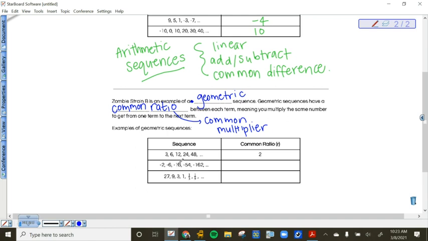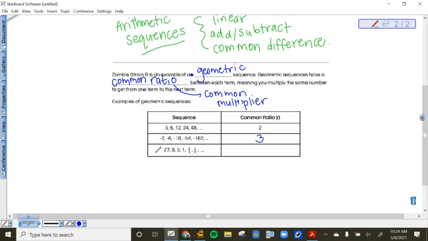How about the next one? I'm going from -2 to -6, -6 to -18. What am I multiplying by? 3, yeah, 3. Okay, and then how about this one? I go 27 to 9, 9 to 3, 3 to 1, 1 to 1/3. What am I doing? Yeah, I'm dividing by 3. 27 divided by 3 equals 9, right? 9 divided by 3 equals 3.